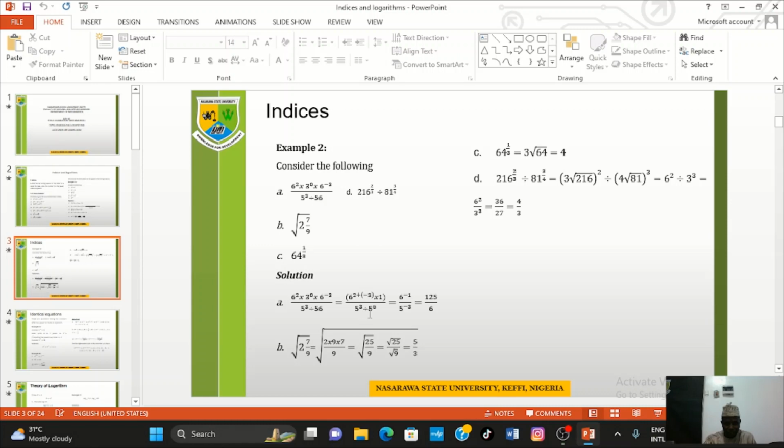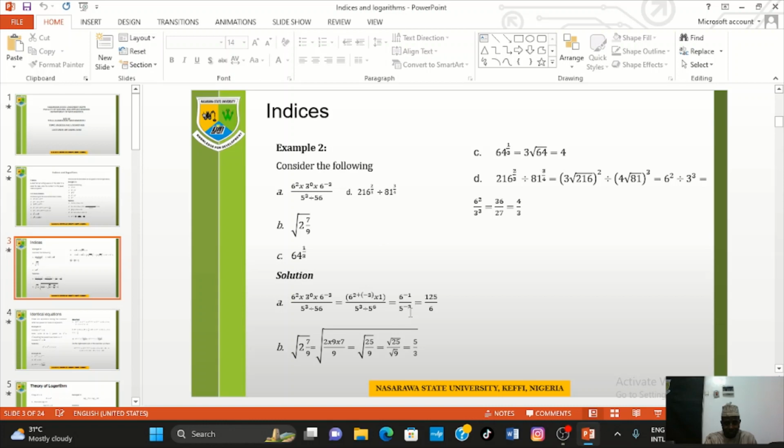As we are dividing numbers having the same base, we minus the power, as you can see. So 5 is now going to be what? 3 minus 6. At the end, we also have the result 5 raised to the power of minus 3.